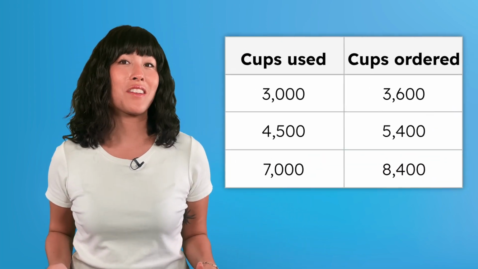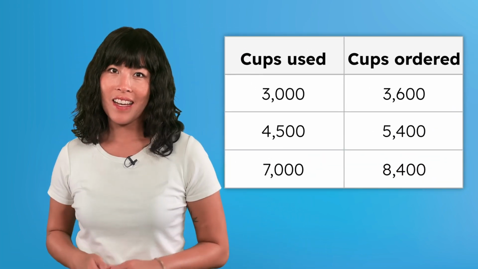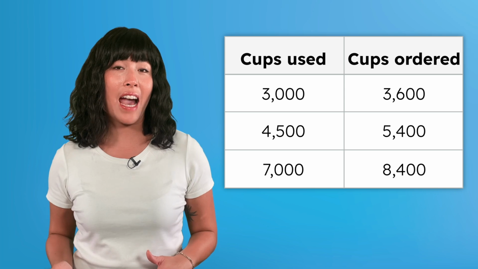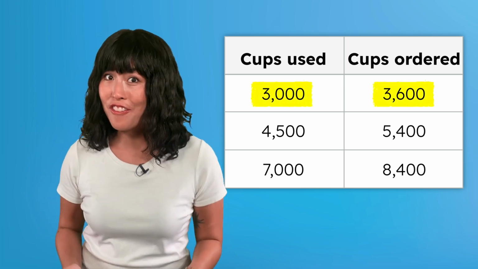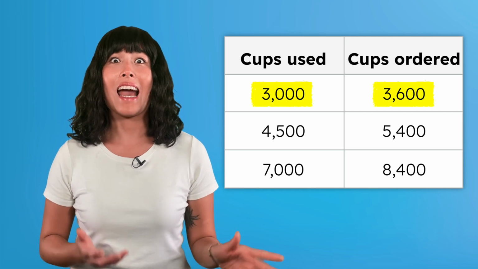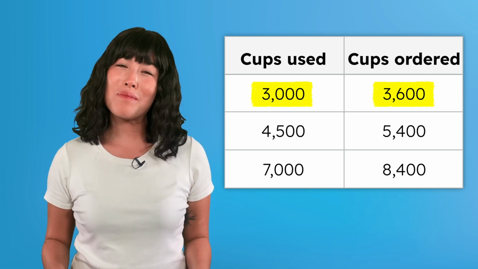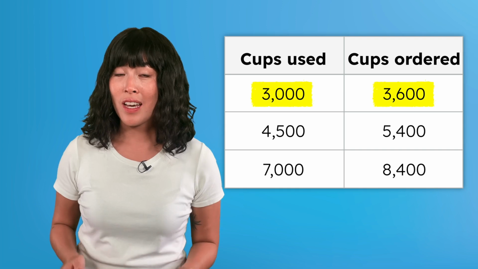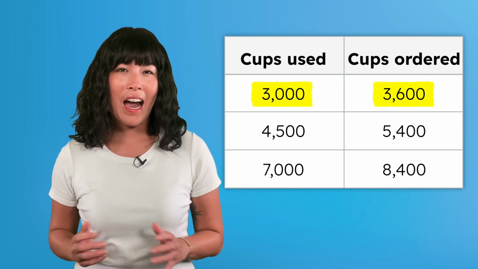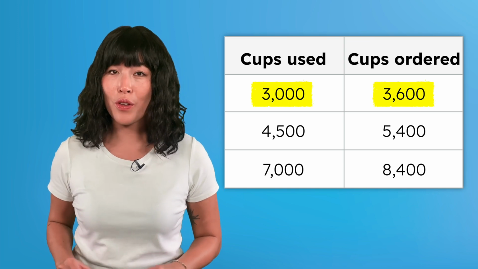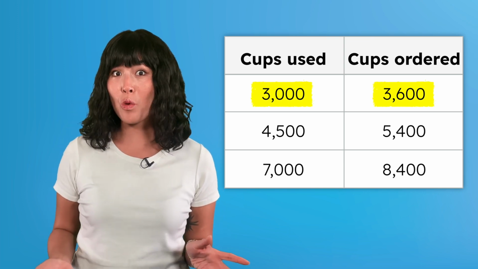First things first, before we can choose a supplier, we have to figure out how many coffee cups we need to order. This table shows data I've collected from a few other cafes. As you can see, the number of cups the cafe actually used is less than the number they ordered. We definitely don't want to run out of cups at a cafe. The team and I predicted we will use 2,500 coffee cups during the first month. How can we use the information in the table to figure out how many cups we need to order?